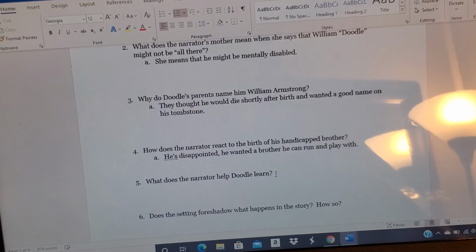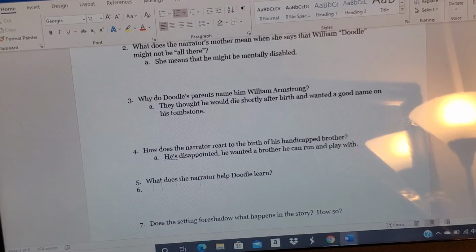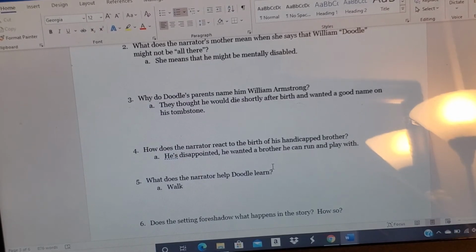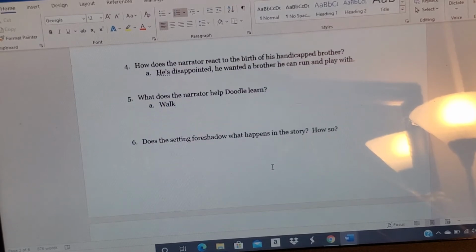What does the narrator help Doodle learn how to do? Well, walk. They spent all that time teaching him how to walk, and the family was so happy.